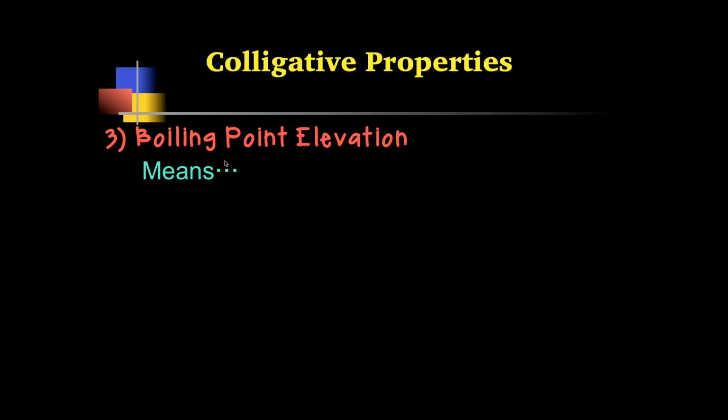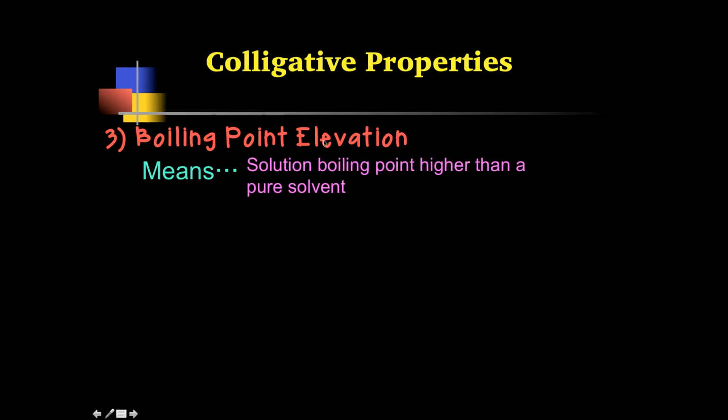So first of all, we just need to figure out what this means. Well, elevation is higher, right? Like how high something is. So boiling point is being higher than normal. So boiling point elevation means that if you are trying to boil a solution, it will always boil at a higher boiling point than a pure solvent.